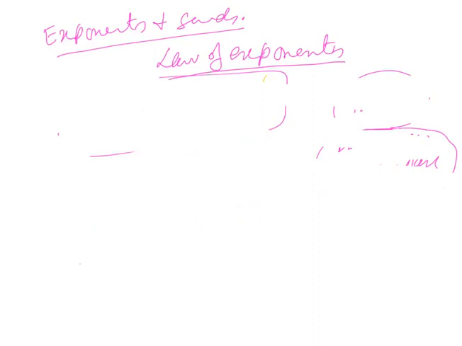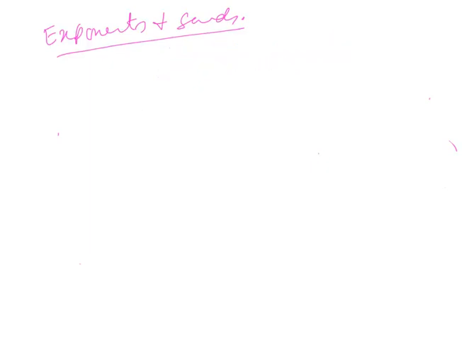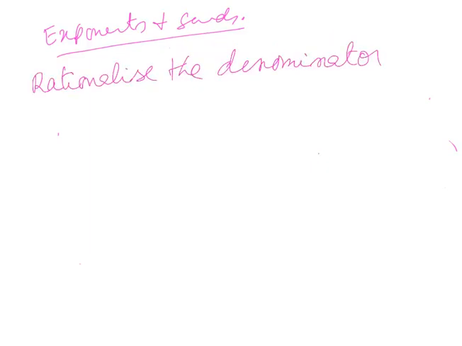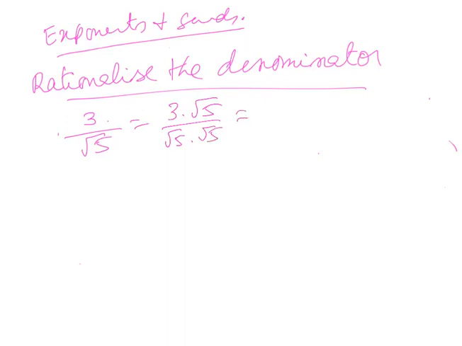We'll also have rationalizing the denominator when it comes to surds. If the question is 3 over root 5, rationalize the denominator. You can see root 5, the square root of 5, is an irrational number. I have to make this root 5 into a rational number. That is the purpose here. So I multiply root 5 over root 5, numerator and denominator. The denominator becomes 5. That's 3 root 5 over 5.